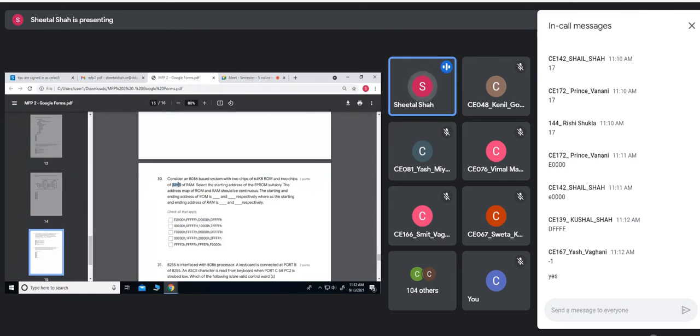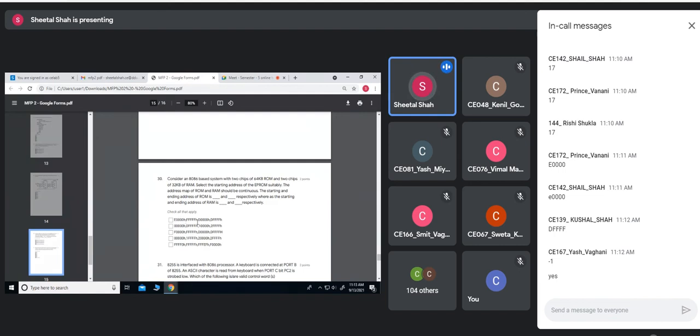So to address the 64 kilobytes of RAM, we require 16 bits, A0 to A15. That is meant for addressing of the RAM, whereas the remaining 4 bits, 16, 17, 18, 19, are as they are. So this D, the higher order 4 bits, would be as it is, whereas the remaining 16 bits are all made 0. So this is the correct option.